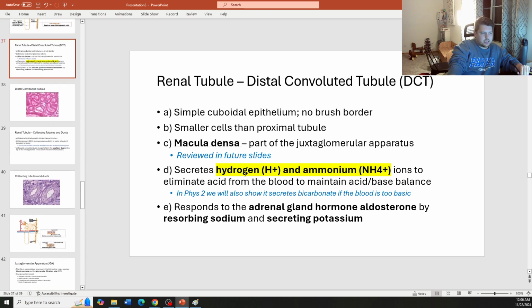It releases this hormone, and it's going to tell the distal convoluted tubule, hey, we want to keep more sodium. So it essentially does a swap. It pulls in a sodium and kicks out a potassium.